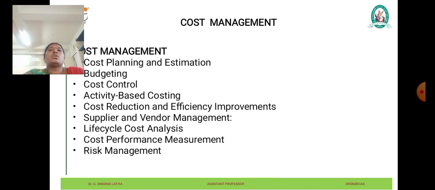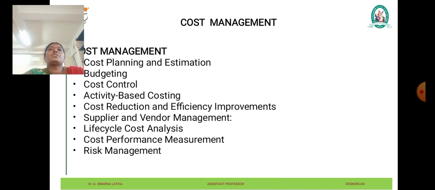Life cycle cost analysis. Cost management considers the total cost of ownership over the life cycle of assets, projects, or products. This includes not only acquisition cost but also operating cost, maintenance cost, and disposal cost. Life cycle cost analysis helps in evaluating long-term cost implications and making informed decisions about investments and resource allocation.